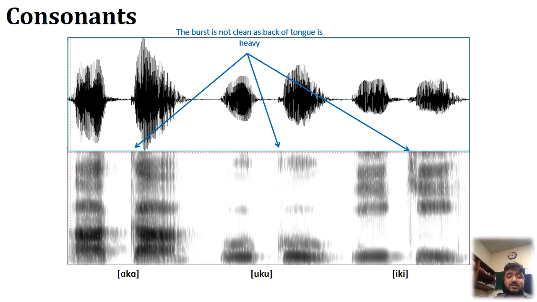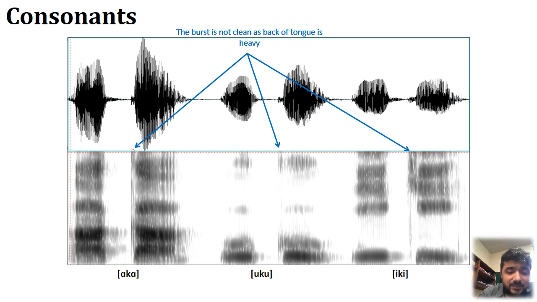What we see here is that the burst is not as clean, as the back of the tongue is heavy. It does not come straightforwardly out of the closure, because the closures in the case of dentals, alveolars and velars are made by the tongue, not on the lips. The back of the tongue is heavier and more difficult to move quickly, so the burst is not very clean. It's spread out. It's a thicker burst.